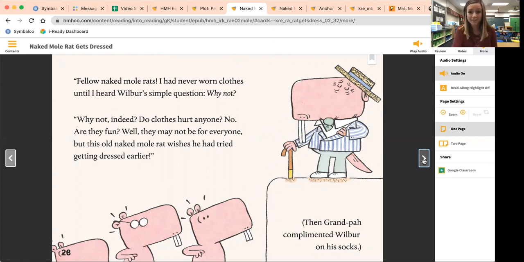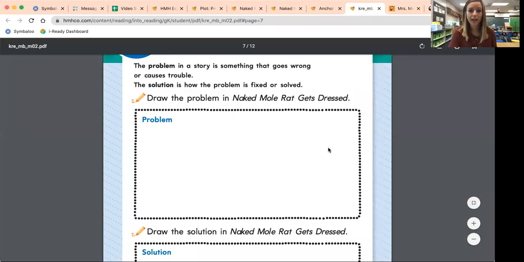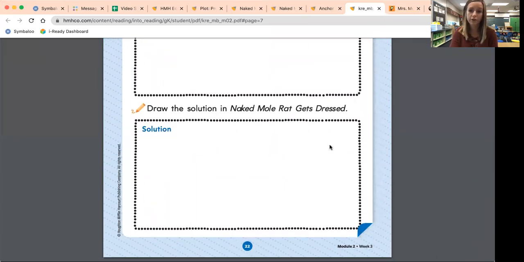All right, now it's time for you to get your workbook back out. Turn back to that same page, number 22. And the second part of the page says, the solution is how the problem is fixed or solved. It's your turn to share the solution of the story. Draw a picture of how Grandpa helped solve the problem. When you're done, take a picture and submit it to Seesaw so I can see.